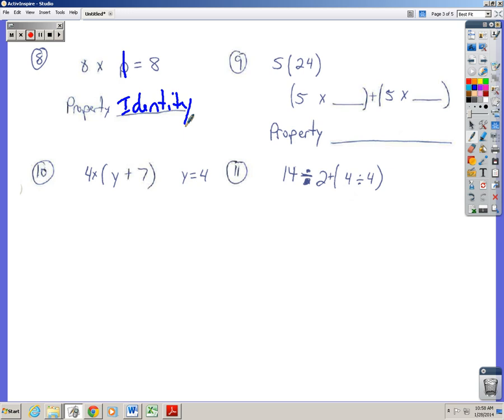Number 9. 5 times 24, and it's broken up or distributed. 5 times 20, and 5 times 4. So 5 times 20 plus 5 times 4, the distributive property.